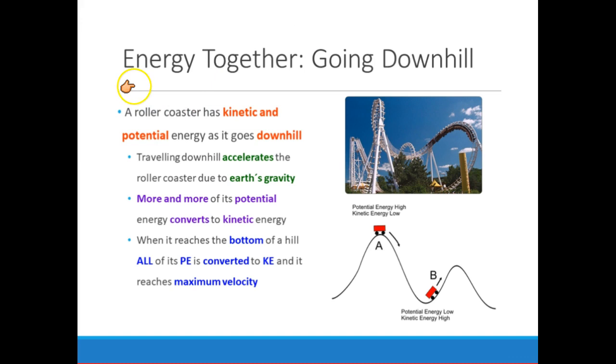Looking good. All right, so that being said, we talked about going uphill as we go up a roller coaster. Now we're going to talk about going downhill. As we go downhill, a roller coaster is still experiencing both kinetic and potential energy. As it travels downhill, because of gravity, it's going to accelerate, which means it gets faster and faster and faster. Where are you at the fastest in a roller coaster? At the top of a hill, the middle of a hill, or the bottom of a hill?